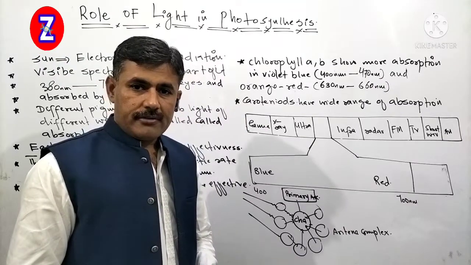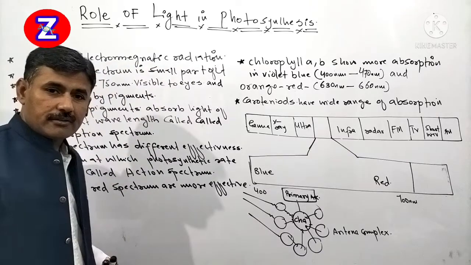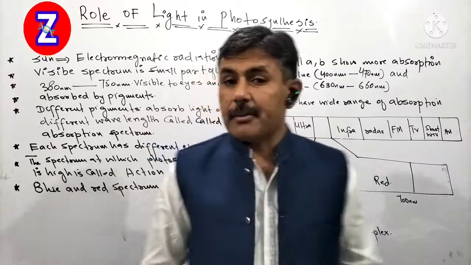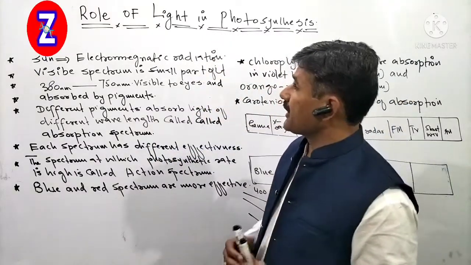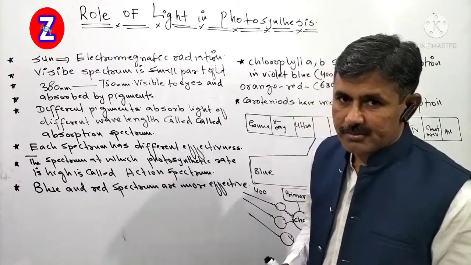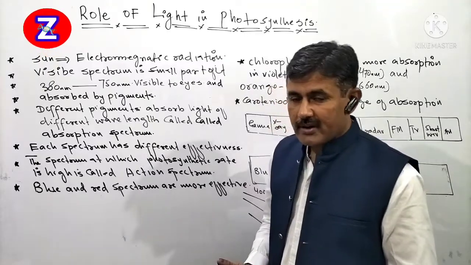Hello dear students, we are going to study the role of light in photosynthesis today. As we have studied, light plays a significant role, and it is converted from solar form to chemical form in the process of photosynthesis. So we are going to talk about solar energy.